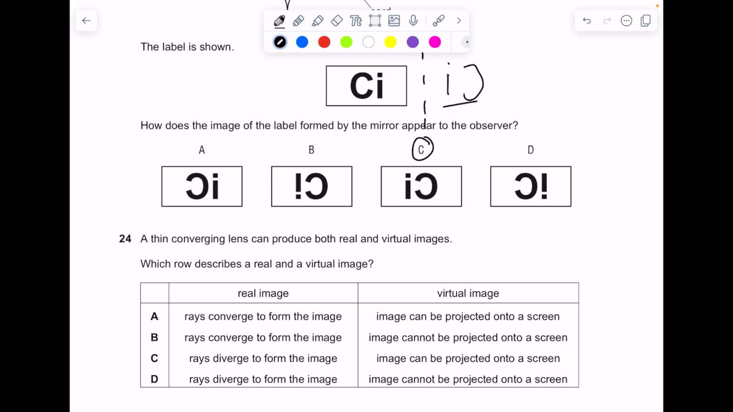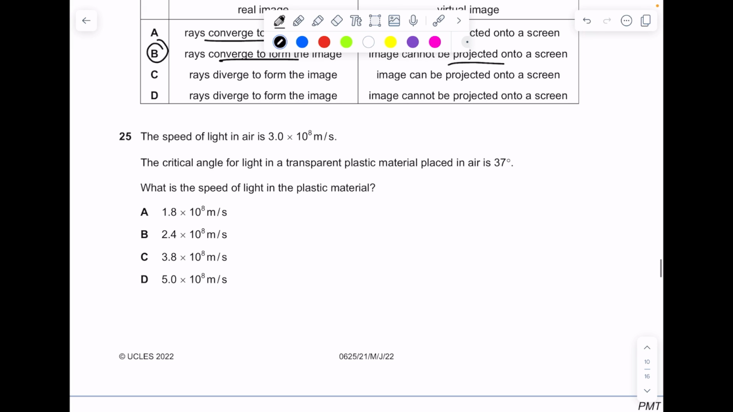A thin converging lens can produce both real and virtual images. Which row describes a real and virtual image? So first of all, you must have rays converging to form the image. And if it is virtual, it can't be projected onto a screen. The answer is B.